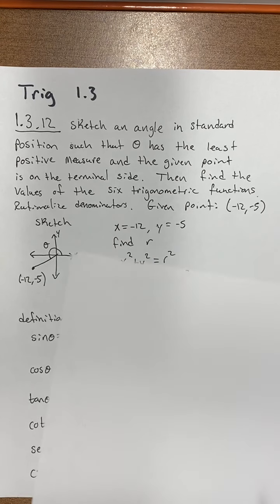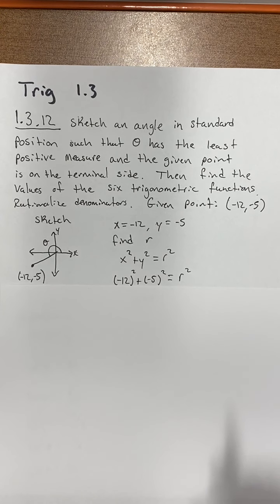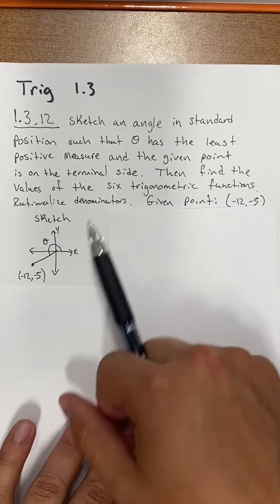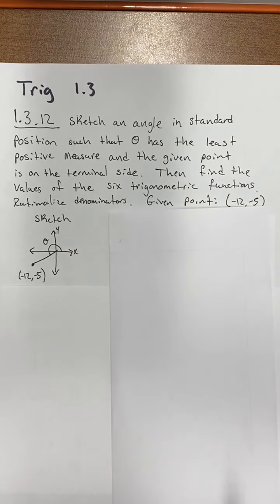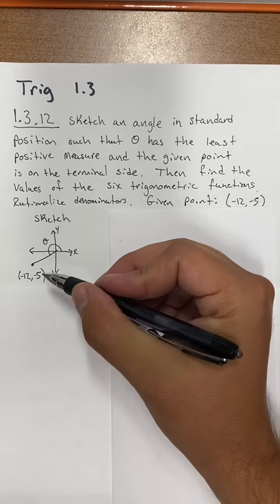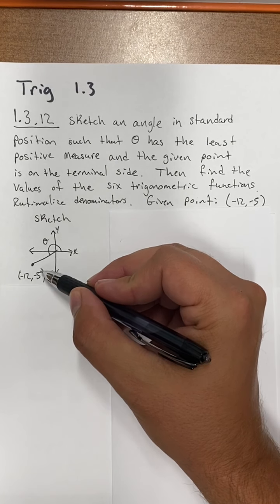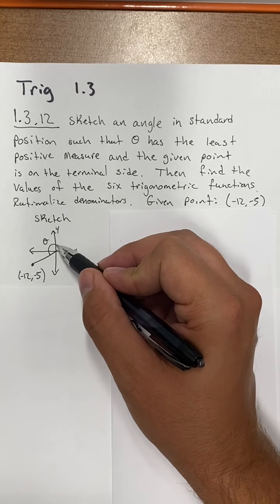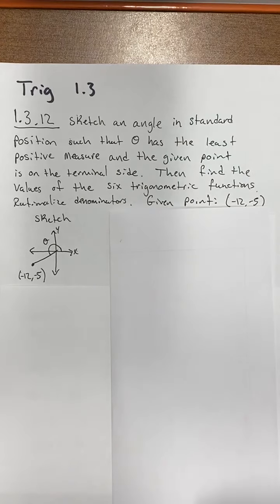So the sketch of that angle. Remember how we sketch an angle? We rotate the positive angle, we rotate counterclockwise. Plot the point, -12 on the x, -5 on the y. Show the rotation, that is the sketched angle.